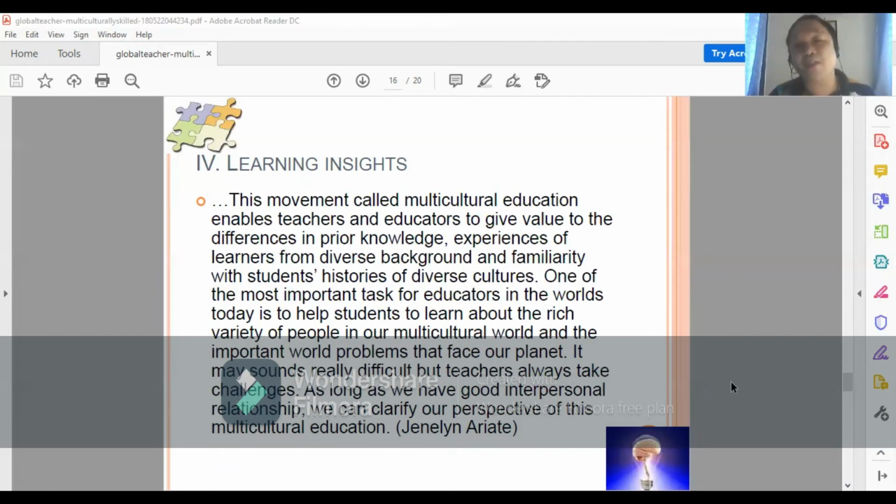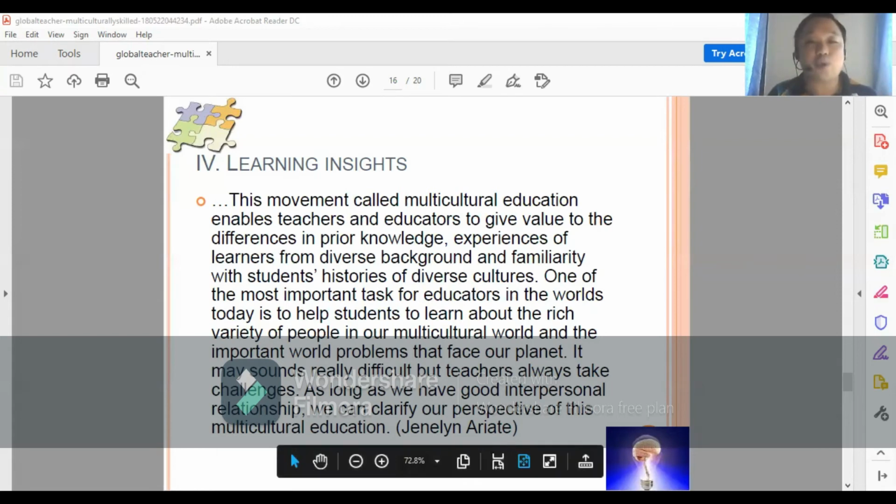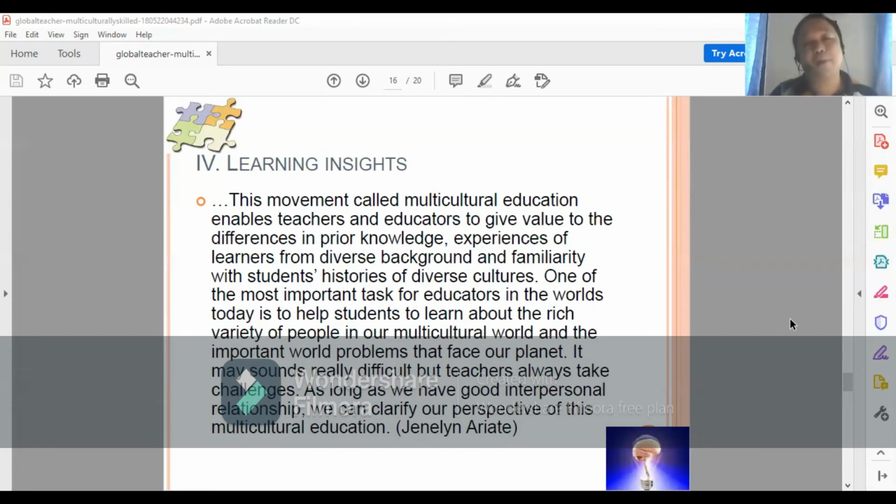Another one is the movement called multicultural education, which enables teachers and educators to give value to the differences in prior knowledge and experiences of learners from diverse backgrounds, and familiarity with students' histories of diverse cultures. One of the most important tasks for educators in the world today is to help students learn about the rich variety of people in our multicultural world and the important world problems that face our planet. It may sound really difficult, but teachers always take on challenges. Remember that. As long as we have good interpersonal relationships, we can clarify our perspective of this multicultural education.